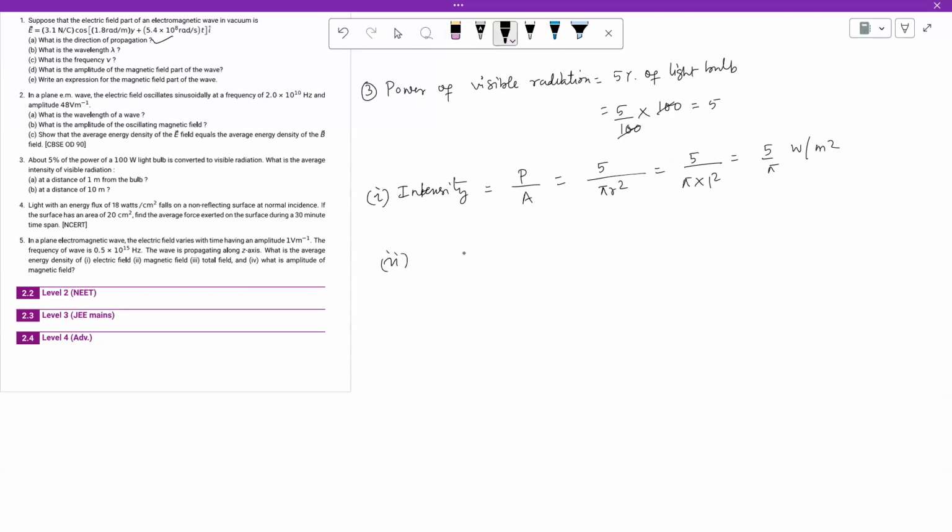The second part is what we have at a distance of 10 meters. So for 10 meters, the intensity would be: the power is 5, divided by pi into 10 square. So this is 5 over pi into 10 square. I can write it as 10 to the power minus 2. So this is the answer. Clear? Yes, sir. Then please note it down.